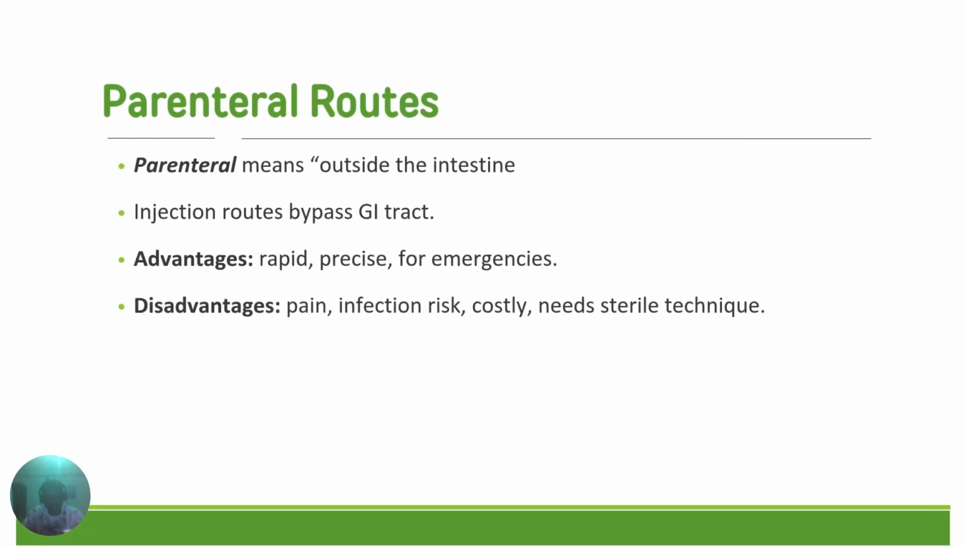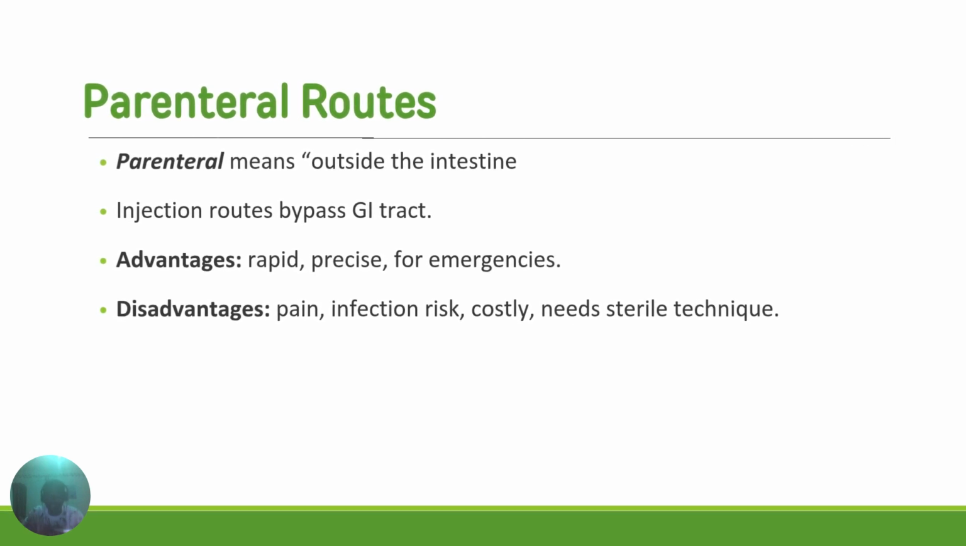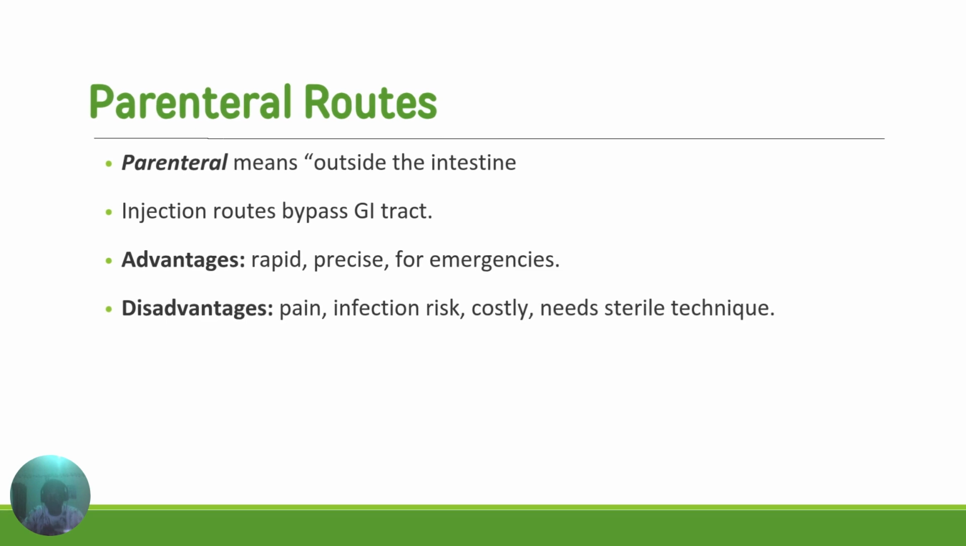And next, we are going to look at parenteral routes. Parenteral routes are routes that do not involve the GI, the gastrointestinal system. So it's outside the intestine, and most specifically by injection. Injection routes usually bypass the gastrointestinal tract. And we have some advantages. It's very rapid, it's precise, and it's usually applied for emergencies.